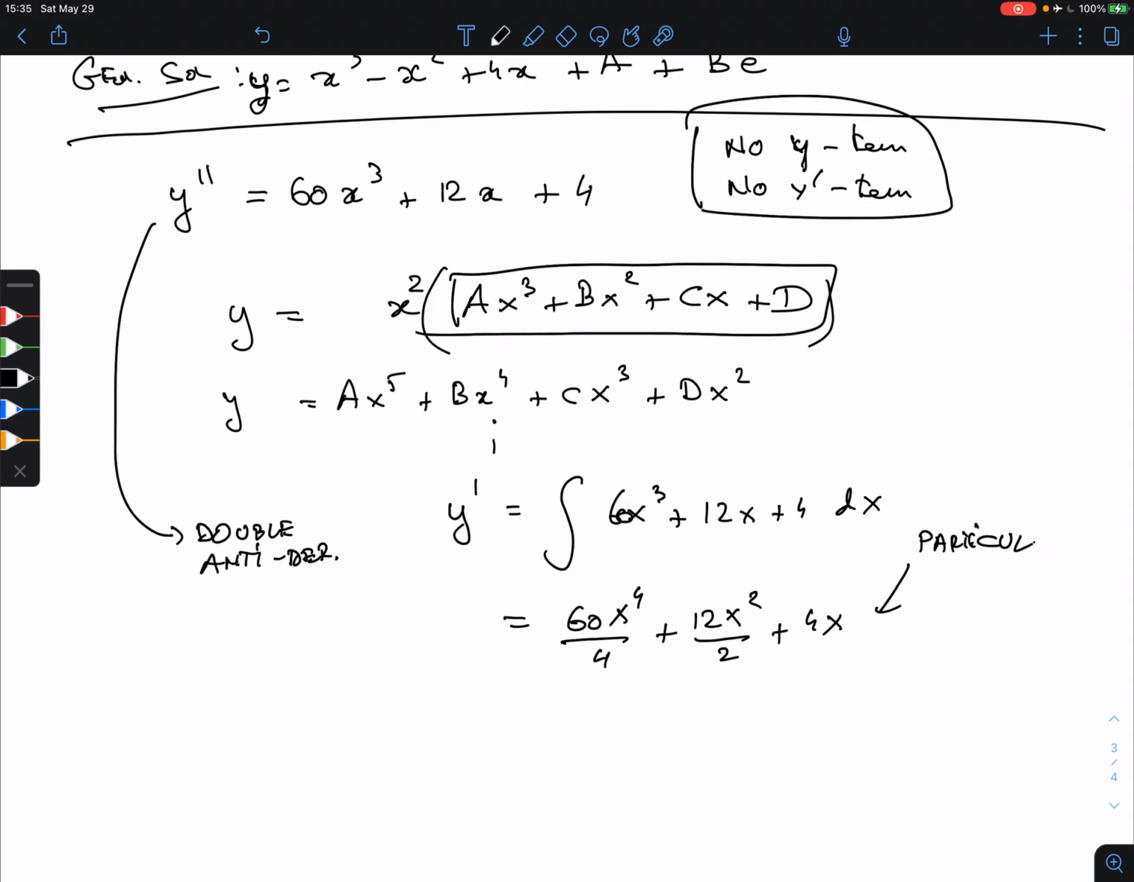I'm going to write this because there is nothing there, but there's the reason there's nothing there. Particular solution, so no constant needed.